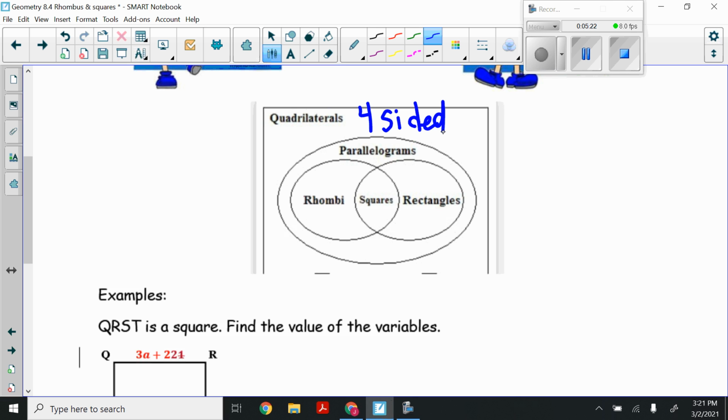Inside parallelograms, we have rhombus, squares, and rectangles. A rectangle can be a rhombus can be a rectangle, but not all rhombuses are rectangles, not all rectangles are rhombuses. Notice that squares cover both of them. All squares are rhombuses, rectangles, and parallelograms. All rhombuses are parallelograms, all rectangles are parallelograms. So now we're going to use all of those properties and work out some problems.